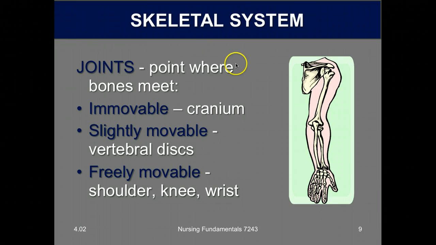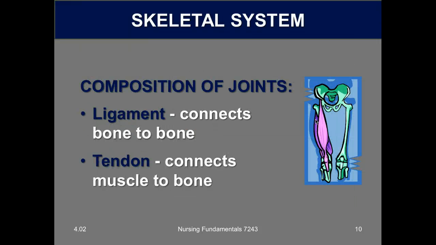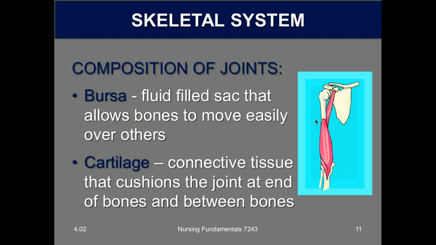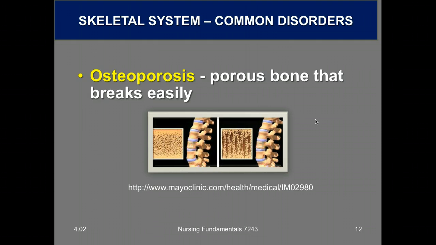The joints are the point where bones meet. Immovable bones are the cranium. Slightly movable bones are the vertebral discs. And freely movable joints would be the shoulder, the knee, and the wrist. So the composition of joints: the ligament connects bone to bone, and the tendon connects muscle to bone. The bursa is the fluid-filled sac that allows bones to move easily over one another. The cartilage is the connective tissue that cushions the joint at the end of bones and between the bones.